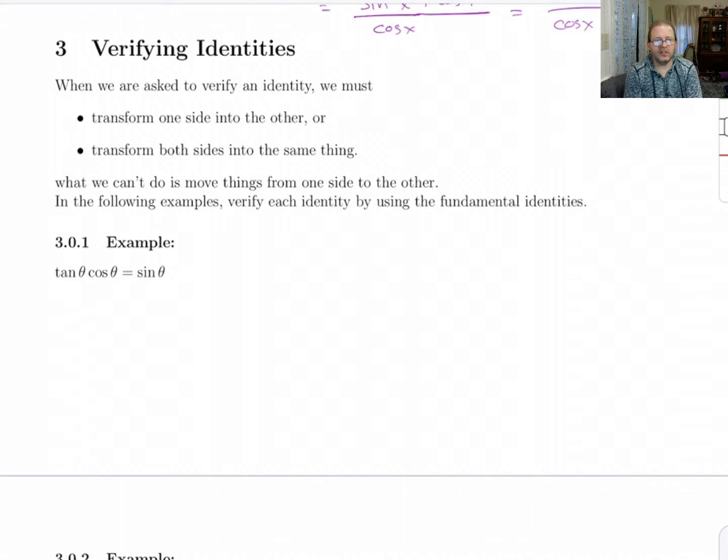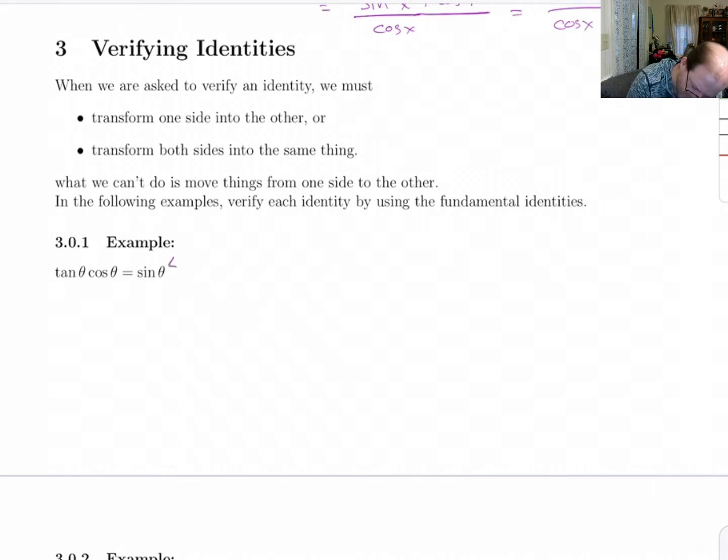So this actually comes up a good bit in calculus, especially in calculus 2. So what I want to do is several examples where we try to verify an identity. Now, this first one I want to kind of talk about what I'm doing while I do it.